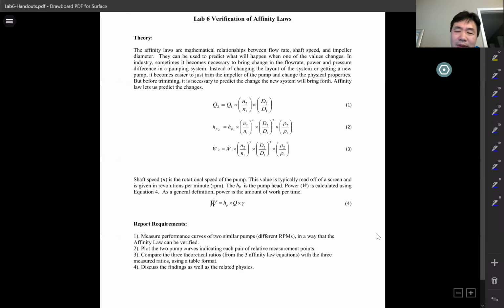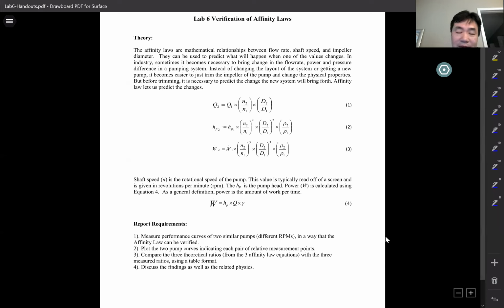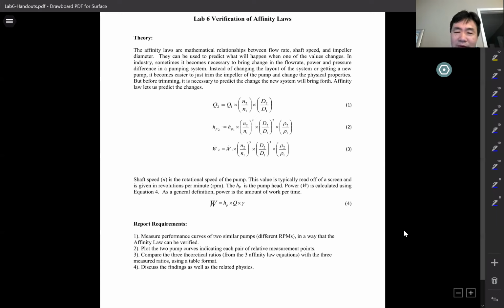Another example could be the same pump, a newer pump, like a variable speed pump. You can change the RPM a little bit, and it will run differently. But you also want to predict, when you run a different RPM, how the pump will perform. What is the flow rate? What is the pump head? And what is the power? So that's the purpose of the affinity law.